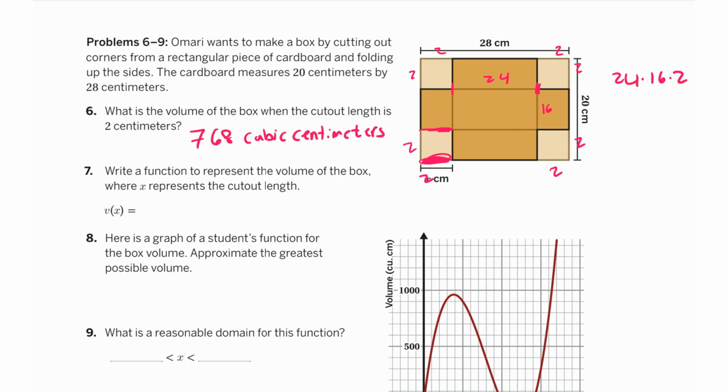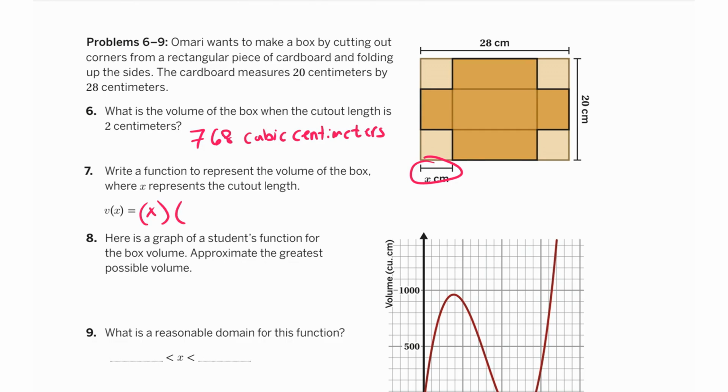Number 7, write a function to represent the volume of the box where x represents the cutout length. Okay, so I'm erasing all this because it's no longer 2. We don't necessarily know what it is. We're going to call that cutout length x, and we are going to be trying to multiply a couple different things together. So first of all, we have our height, which we know is just x, right? Because that's whatever this value is going to be. That's going to be the height of our box.